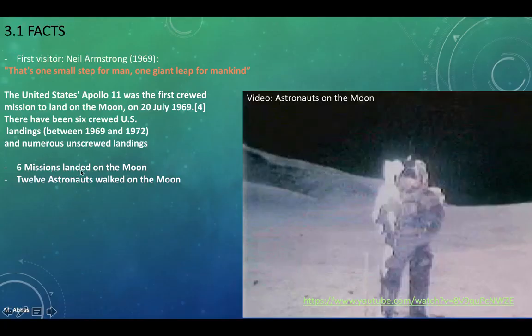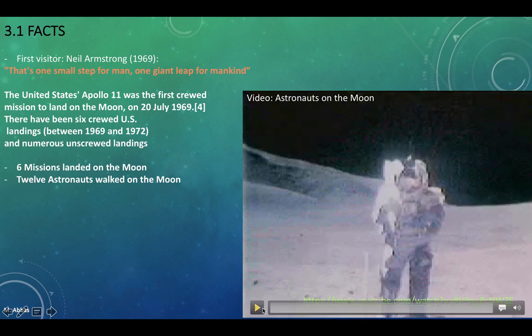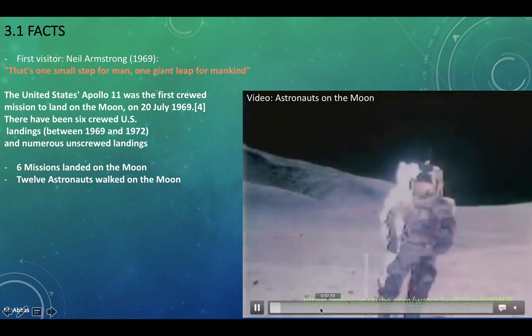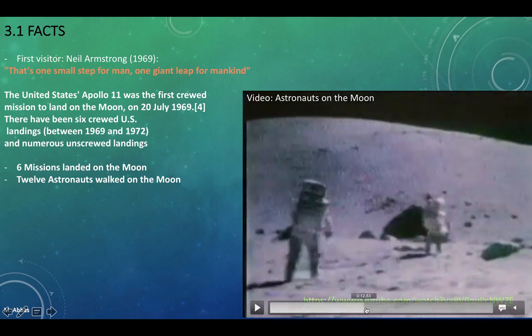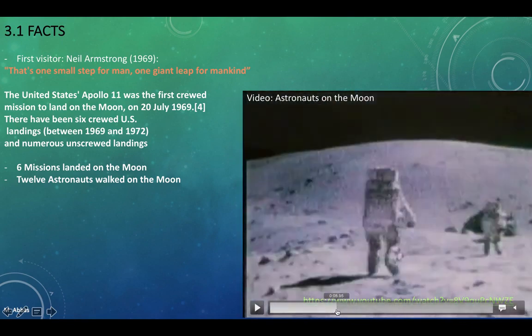There have been 6 missions landed on the moon. In each mission around 2 astronauts landed, and so we have 12 people in total that were able to land on the moon. You can watch this video.